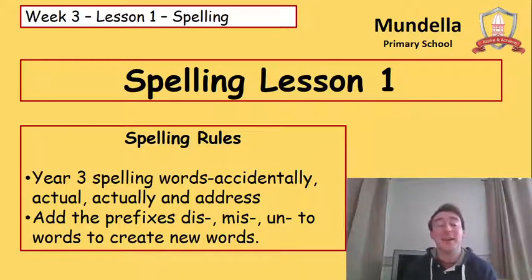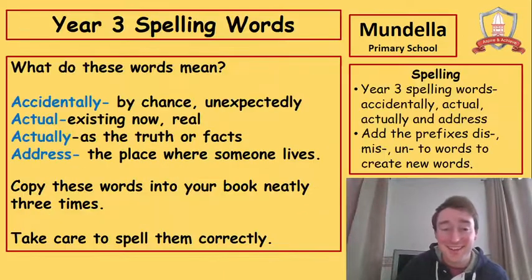And today we're going to be looking at the spelling words accidentally, actual, actually and address. And we'll be adding the prefixes dis, miss and un to words to create new words. Are you ready? Good, let's go.